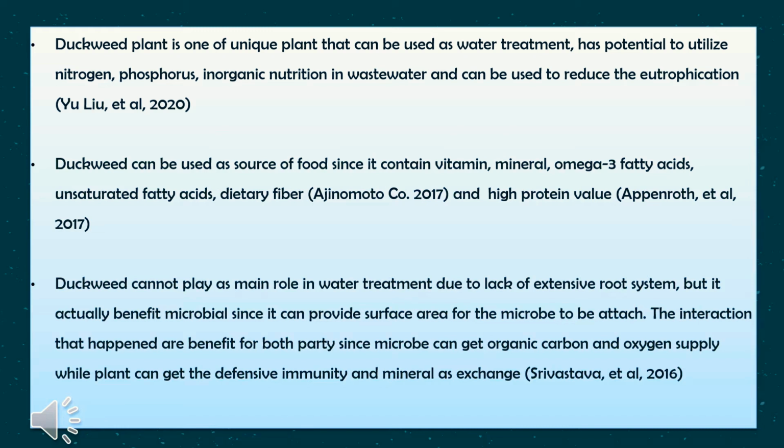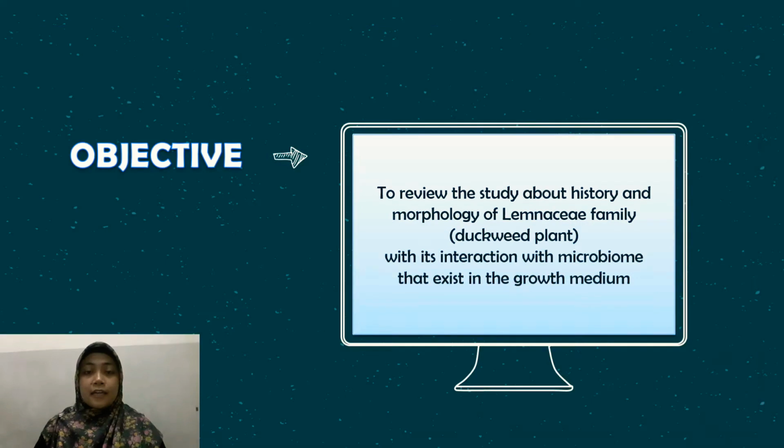The interaction between the duckweed plant and the microbes is beneficial for both parties, since the microbes can get organic carbon and oxygen supply, while the plant can get defensive immunity and minerals in exchange. The objective of this paper review is to review the studies about the history and morphology of the Lemnaceae family and its interaction with the microbiome that grows together in the growth medium.